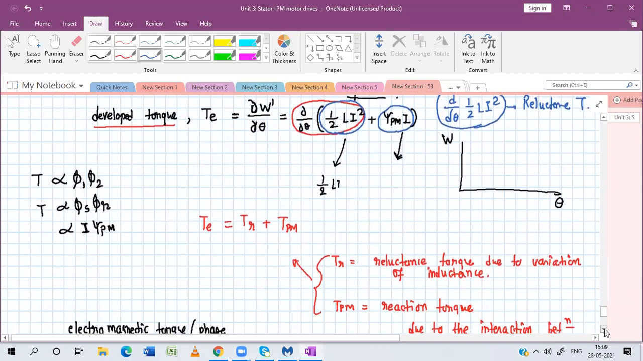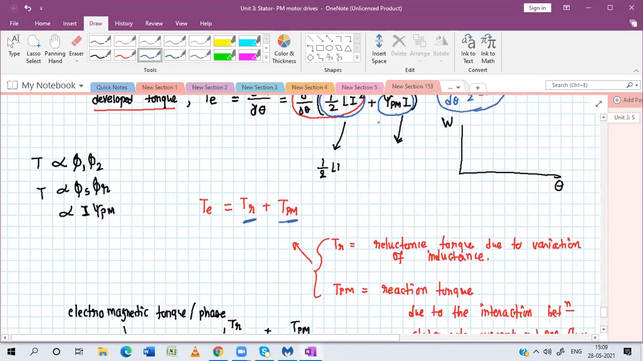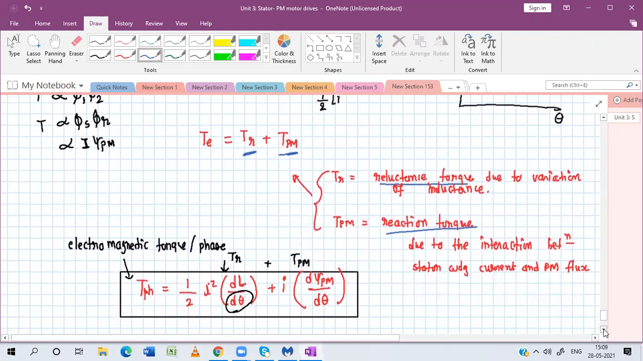Here we have discussed that Te is equal to Tr plus Tpm. Tr is the reluctance torque, which is developed due to the variation of inductance, and Tpm is called the reaction torque. It is due to the interaction between the stator winding current and the permanent magnet flux. So that is the final equation that we have derived for the torque.